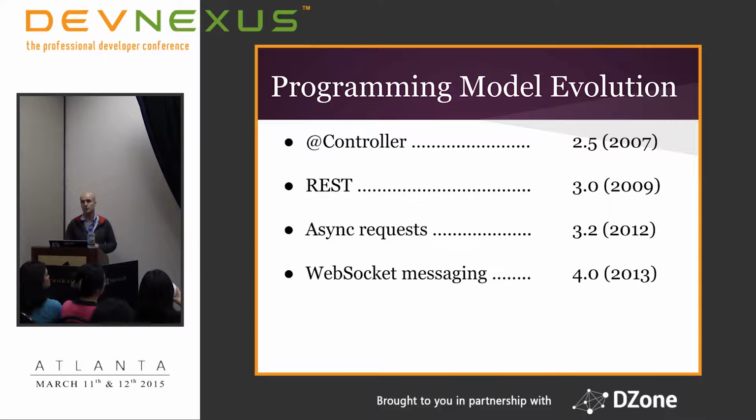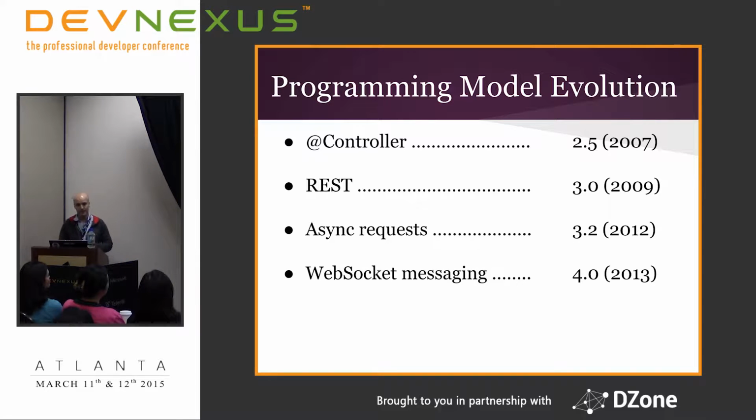So just taking a look at some of the major points in the evolution. In version 2.5 of the framework, around 2007, is when we had Java 5 and annotations. That's the first time that we have the annotated controllers, which is probably what everybody's using today. But there was a point in time when that wasn't the way that you would write Spring MVC applications. So that's a major change in the framework, in the programming model. Of course, it was adopted very quickly, and it's widely used today.